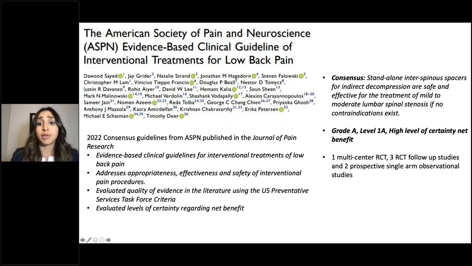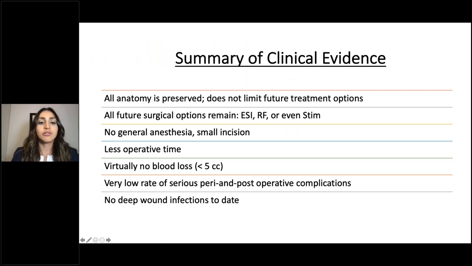So the consensus statement regarding standalone interspinous spacers for indirect decompression is that it is a safe and effective treatment for mild to moderate lumbar spinal stenosis if there are no contraindications present. It's a grade A, level 1A with a high level of certainty net benefit. This was based on one multi-center RCT and three RCT follow-up studies, as well as two prospective single-arm observational studies.